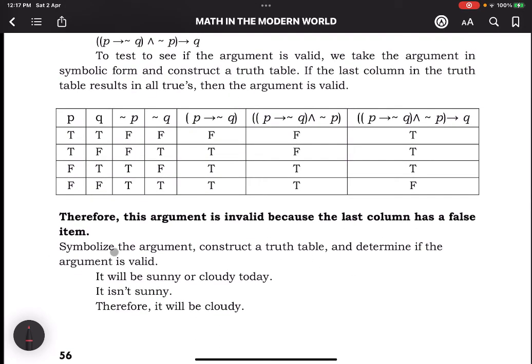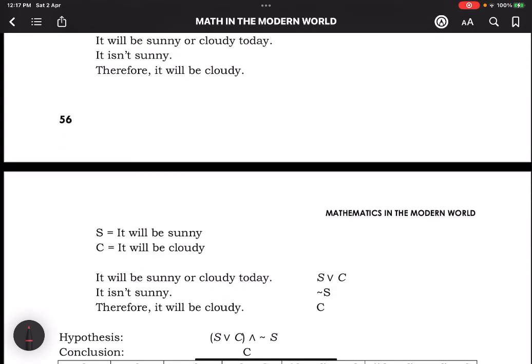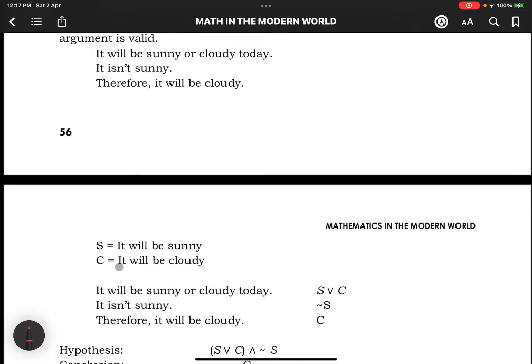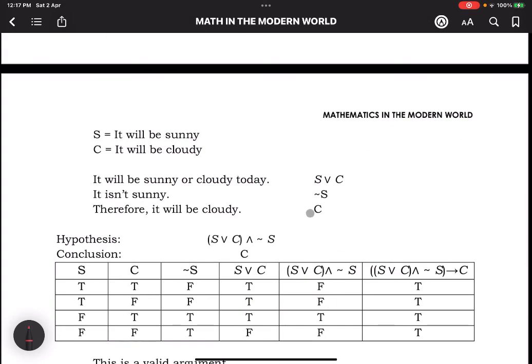Okay? Symbolize the argument, construct a truth table, and determine if the argument is valid. For example, it will be sunny or cloudy today. It isn't sunny, therefore, it will be cloudy. S for the first statement, C for the second statement. So it will be sunny or cloudy today. So S, remember, yung ating V ay or. S or C, dahil may or tayo. It isn't sunny, so may not. So sunny is the first statement, so negate natin si sunny. Not S, therefore it will be cloudy. So C, ang ating conclusion, no?